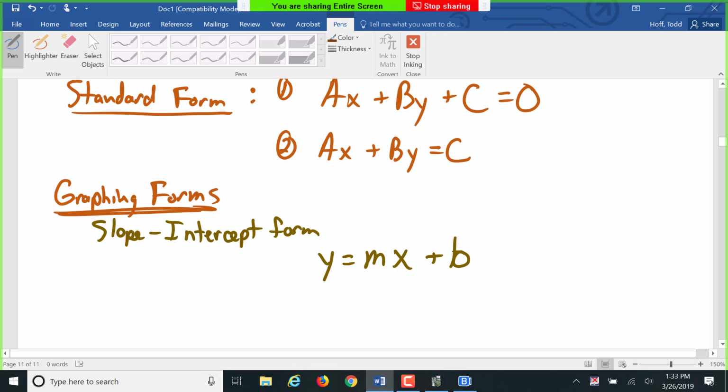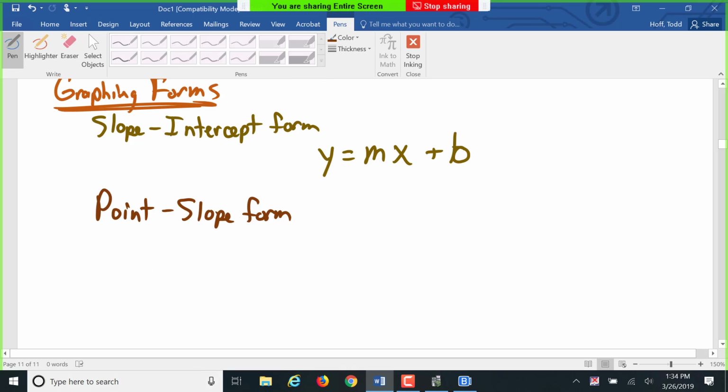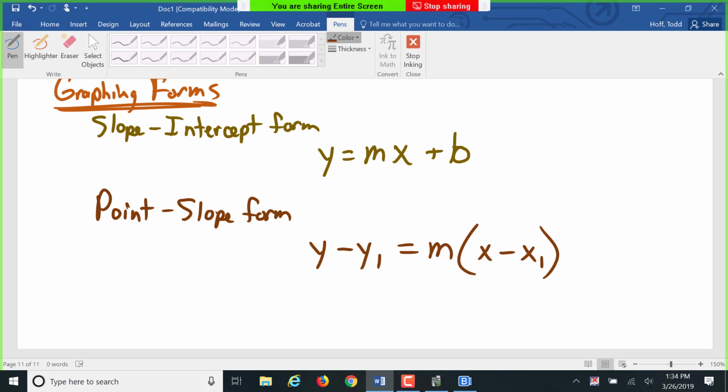The other common graphing form was point-slope. Point-slope form was y minus y1 is equal to our slope times x minus x1. And depending on what information we're given, one form or another is easier to use.